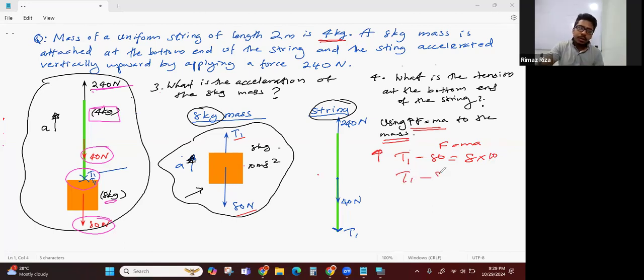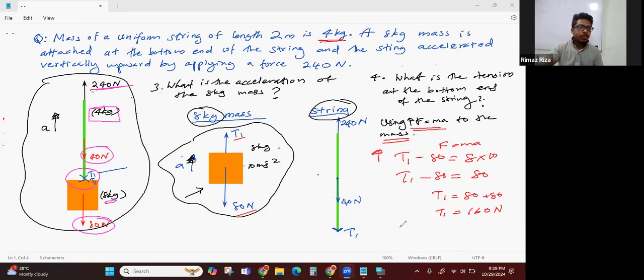So therefore T1 minus 80 is equal to 80. So minus 80 goes to the other side, so it's plus 80. Therefore tension is equal to 160 Newton. Okay, good. So therefore that is the tension in the string.